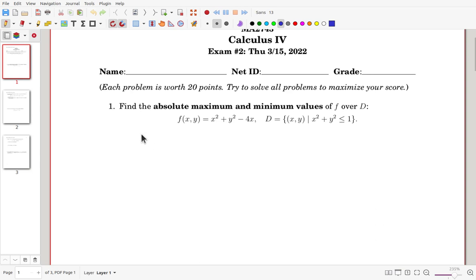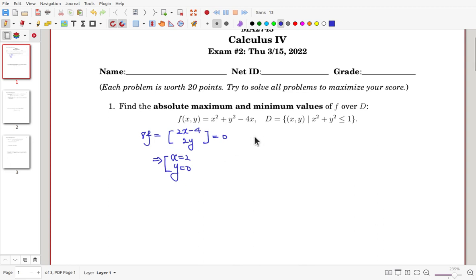Okay, in order to do that, we start with the gradient of f. Now, the x directional derivative is 2x minus 4, and the y directional derivative is 2y. We set it to 0, then we can get x is 2 and y is 0. This point is out of the domain, so there is no inside local extrema.